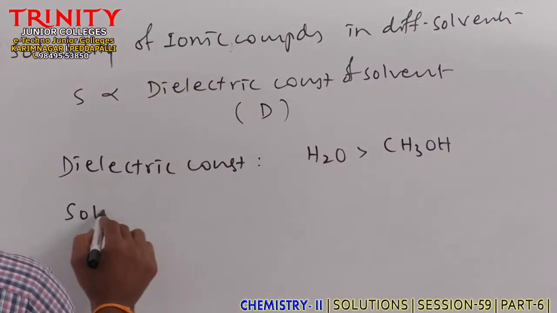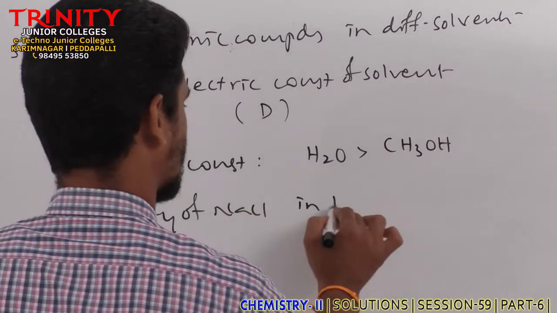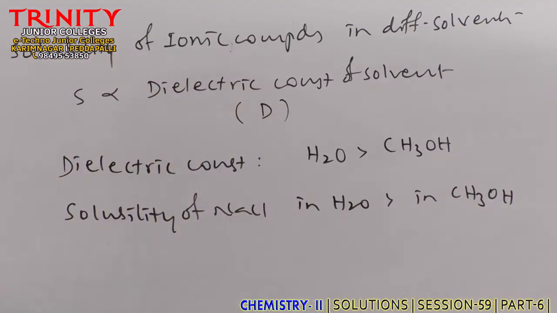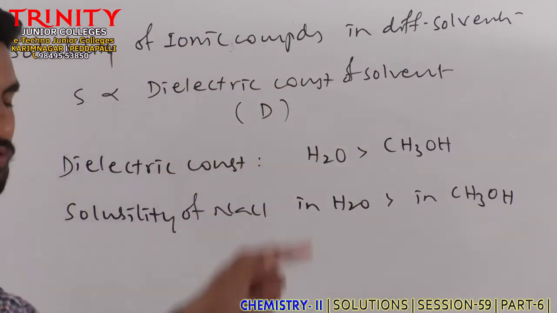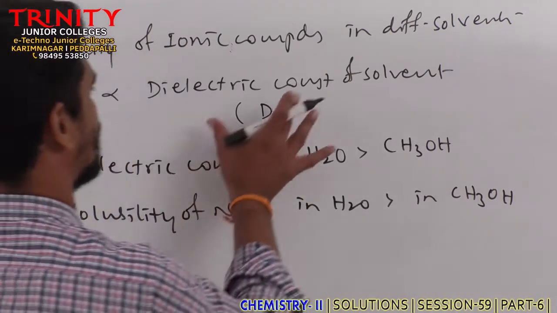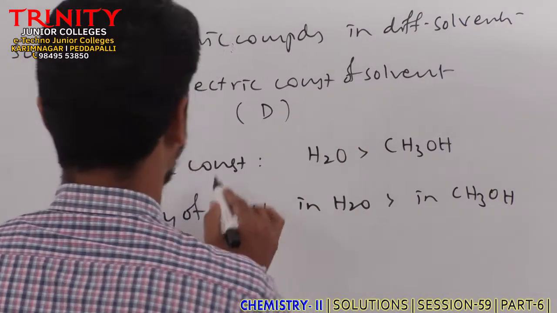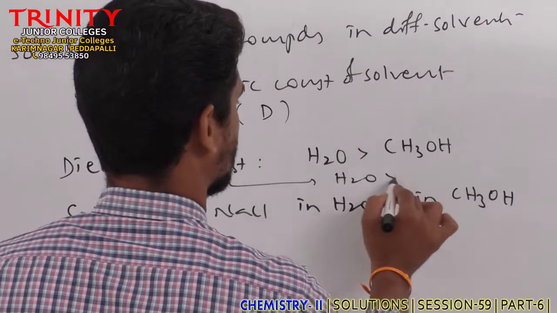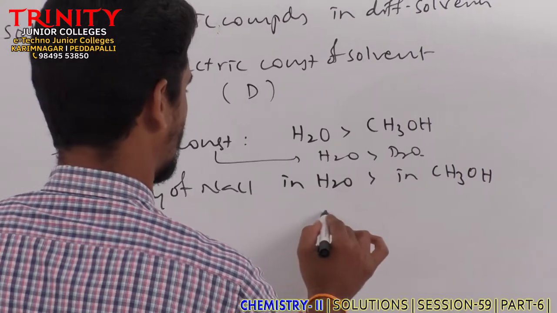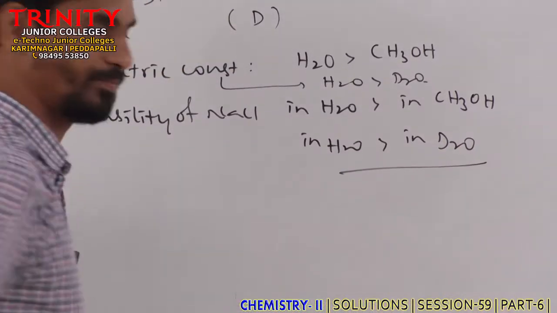Therefore, the solubility of NaCl in water is greater than in methanol. Why? Because ionic compounds are more soluble in a solvent whose dielectric constant is more. Is it clear? Similarly, the dielectric constant of water is greater than that of heavy water, so the solubility of NaCl in water is more than in heavy water.